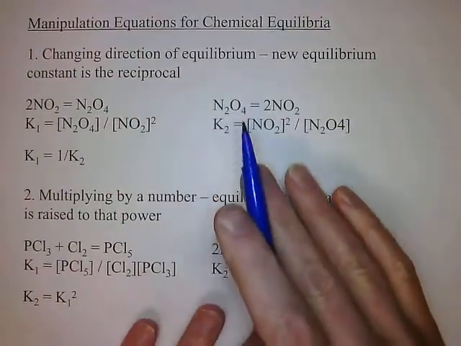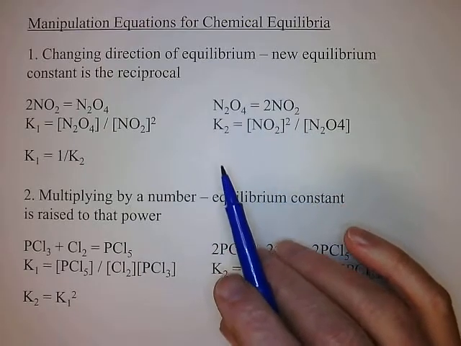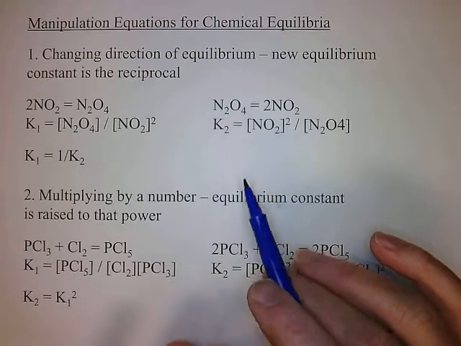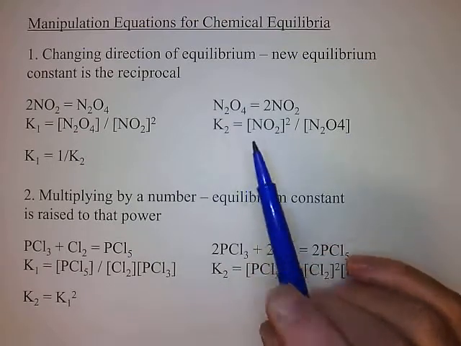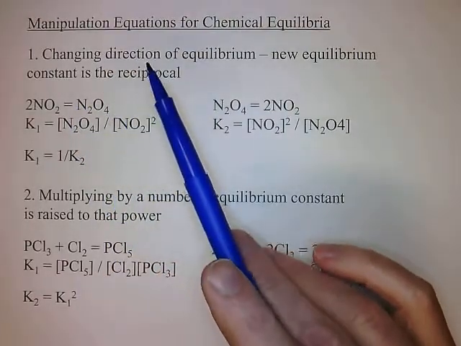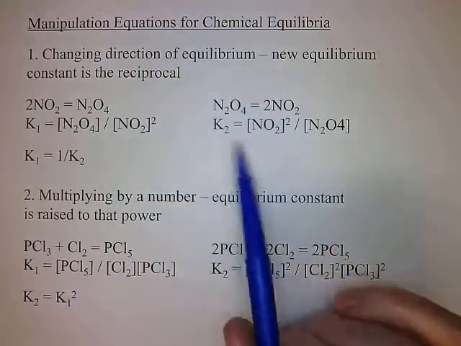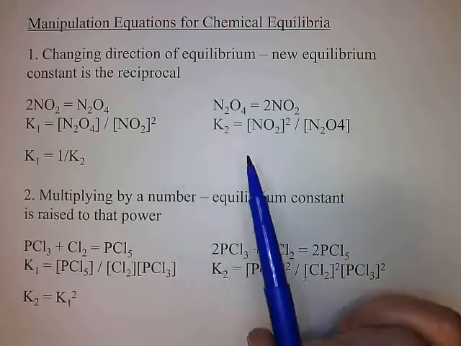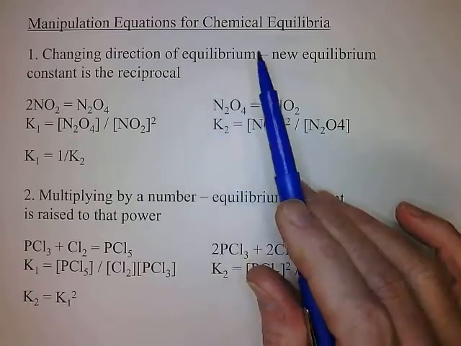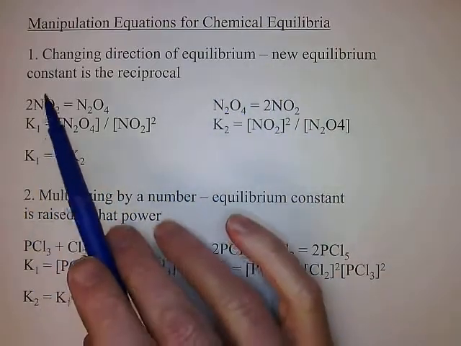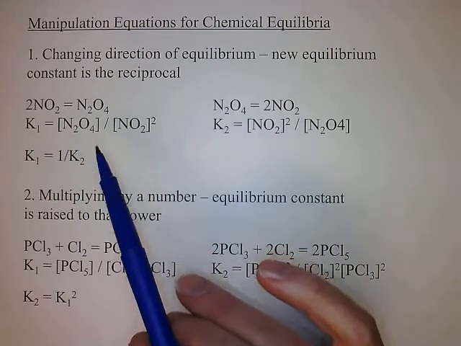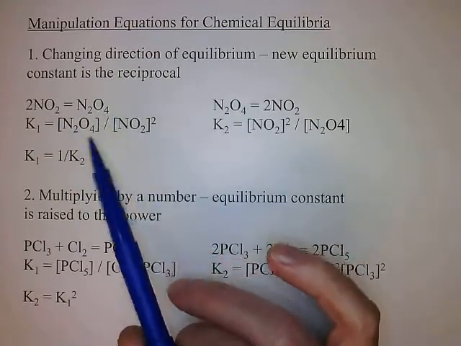So let's talk about how we manipulate equations for chemical equilibrium, because there might be times where you want to do this. First of all, if you change the direction of an equilibrium, the new equilibrium constant is the reciprocal of the original. For example, the reaction that we started with, two NO2s in equilibrium with N2O4.